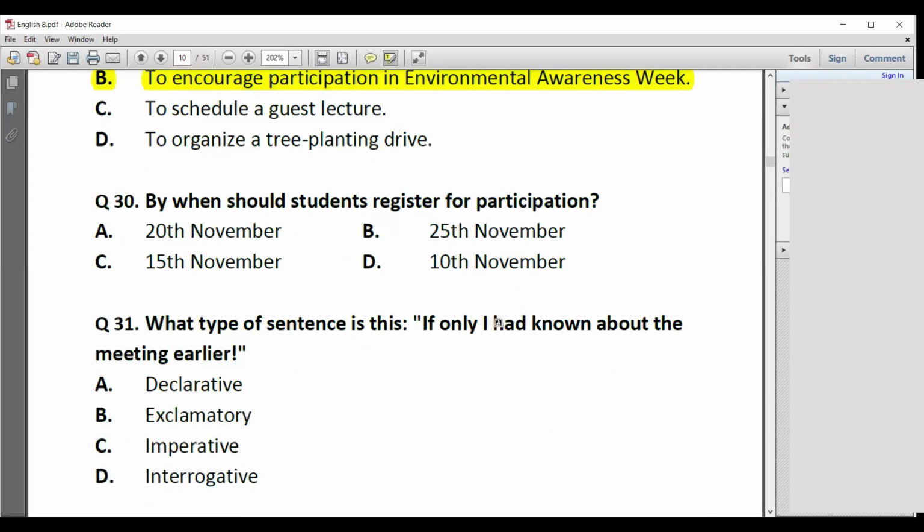Question 30. By when should students register for participation? A. 20th November, B. 25th November, C. 15th November, and D. 10th November. The correct option is option C. 15th November.